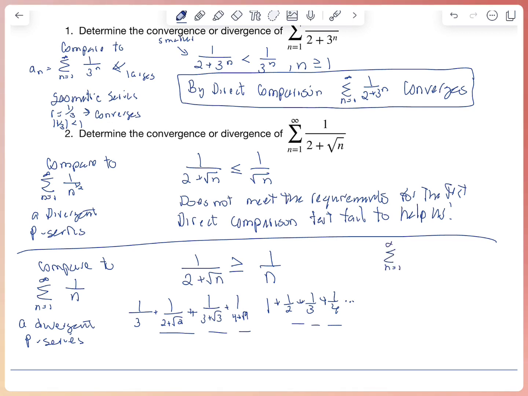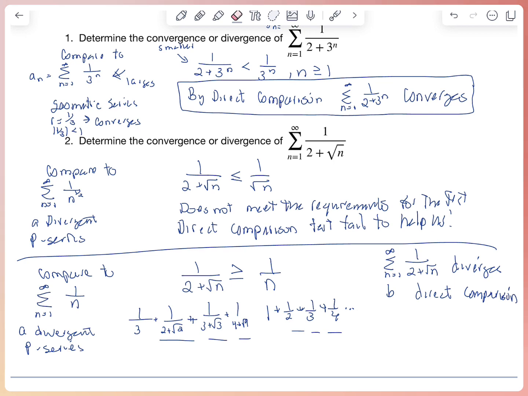So that means I can do direct comparison. I have a divergent series that's larger than my given series, so I can conclude that the given series diverges by direct comparison to the series 1 over n. And that's all you do in order to work the direct comparison test.